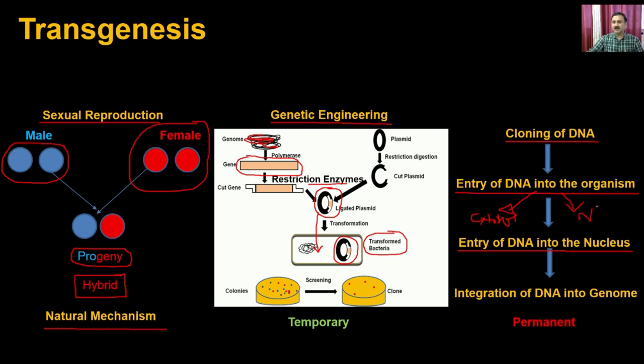And where you introduce the DNA into the nucleus, the DNA will enter into the nucleus, and then there will be an integration of the foreign DNA into the genome, and because of that, the organism is now permanently modified. So the organism's genome is permanently modified in this case, and these kinds of organisms are called transgenic animals. Let's see how you can develop transgenic animals.